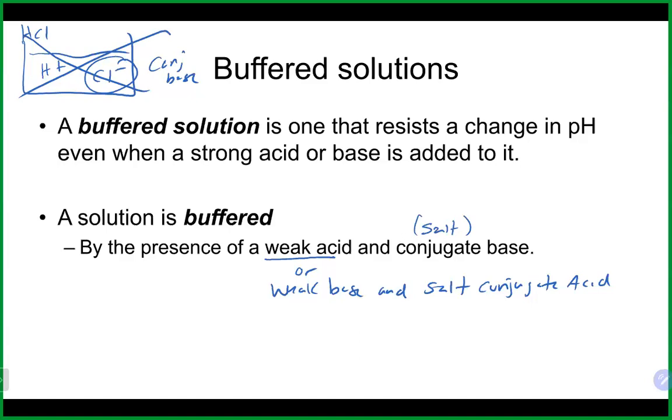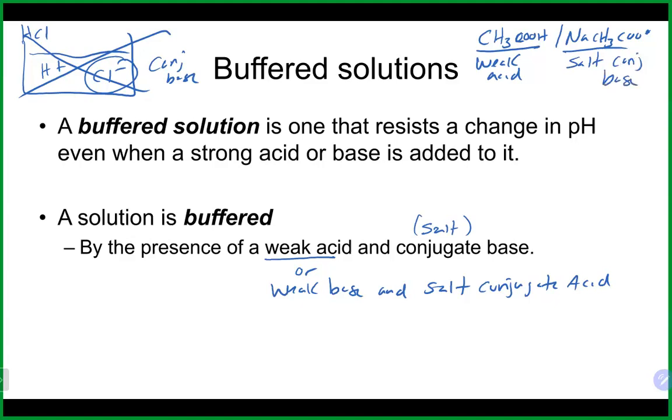A weak acid or a weak base is one of those weak electrolytes that we talked about. And when you have a weak electrolyte, basically it stays together, but it breaks apart a little bit. So if we made, say, a buffer out of everybody's favorite example, which is acetic acid and sodium acetate, acetic acid is a weak acid. Sodium acetate is the salt of its conjugate base.